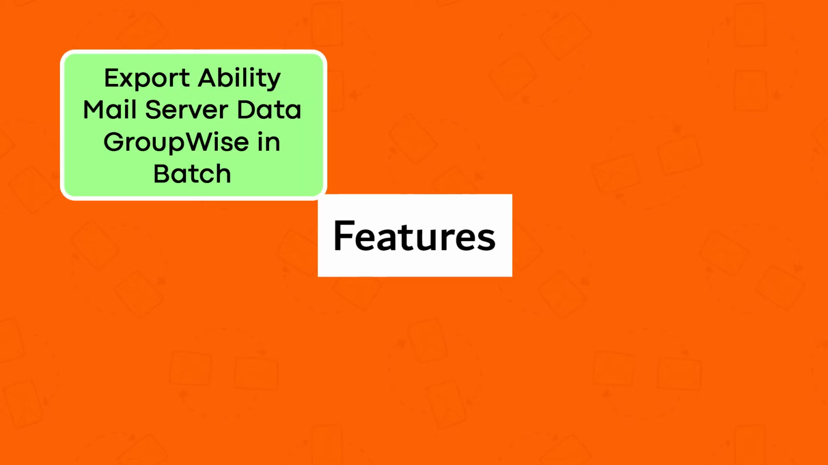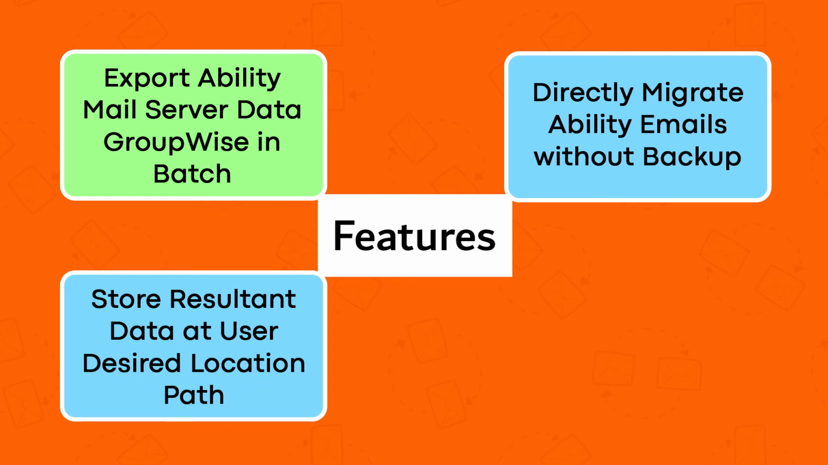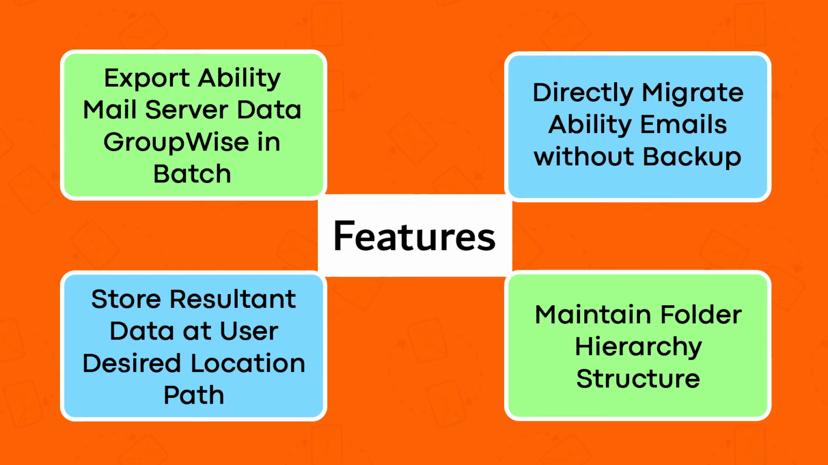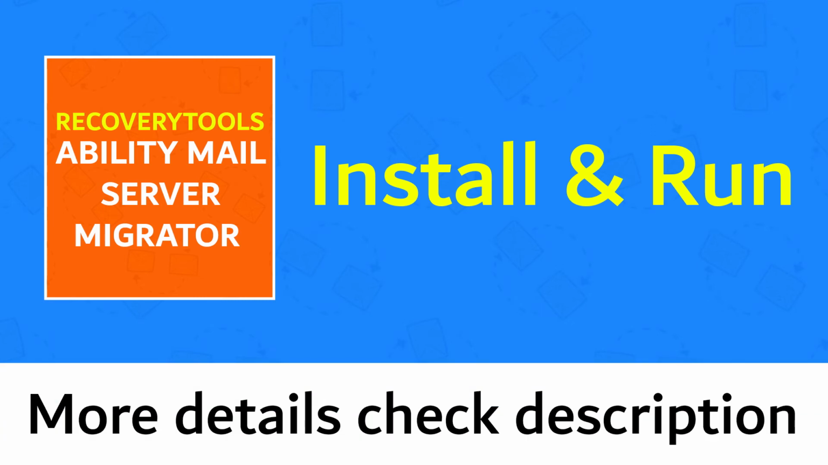Use Recovery Tools Ability Mail Server Migrator and get these ultimate features. Export Ability Mail Server data group-wise and batch. Directly migrate Ability emails without backup. Store resultant data at user desired location path. Maintain folder hierarchy structure. Install and run Recovery Tools Ability Mail Server Migrator, more details check description.